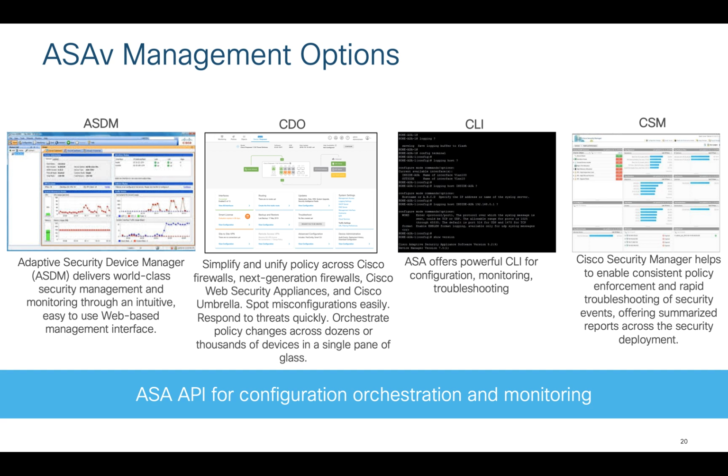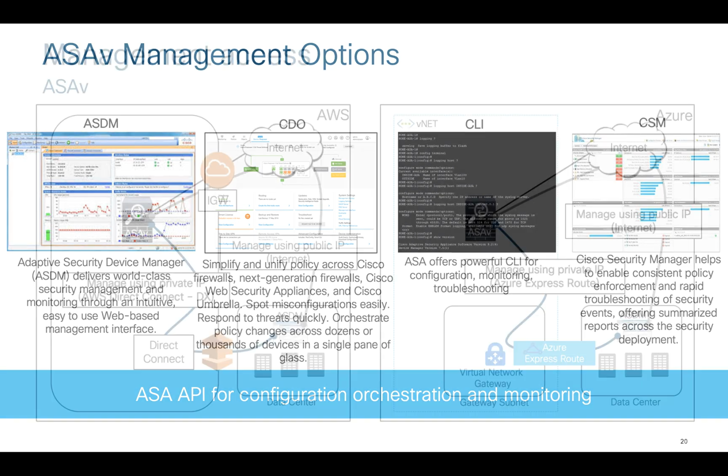you can always go back and use your CLI as well. For centralized management, there is a pretty strong tool known as Cisco Security Manager. It can manage multiple devices, and the advantage of using this particular tool is you can create a policy once and then apply it on multiple firewalls as well. Apart from this, pretty strong API support is also available. You can orchestrate your configuration using API. You can use APIs even for monitoring as well.